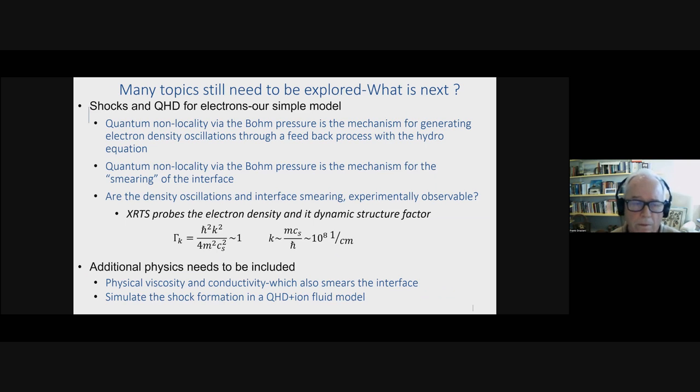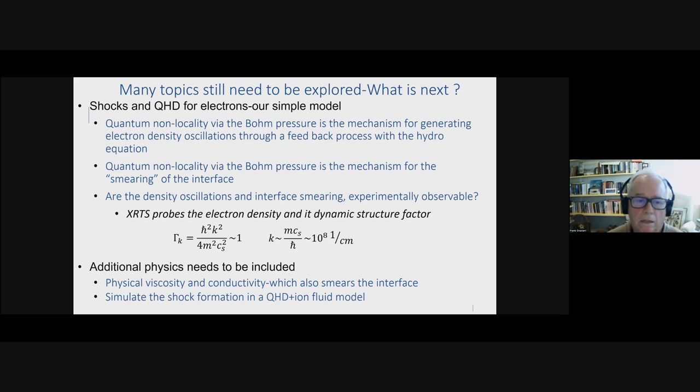Two observations we made are that quantum non-locality via the Bohm pressure is the mechanism for generating electron density oscillations, and it's also the mechanism for smearing of the interface. The question is: are the density oscillations and interface smearing experimentally observable?